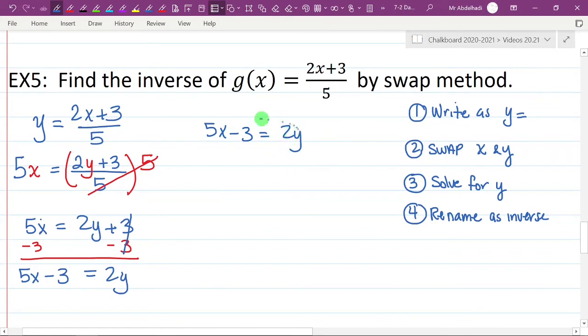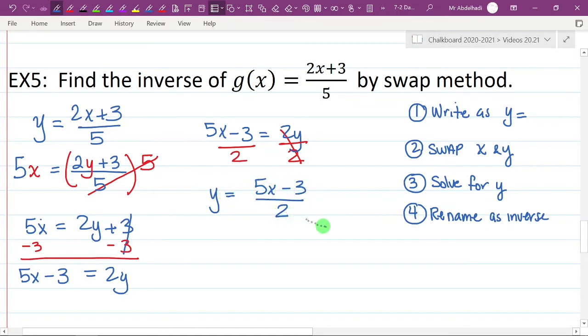Now this is 2 times y, so we'll divide by 2. And finally, we got the y by itself. Now what I'm going to do is flip this around so that the y is on the left side, because when you solve for something, that thing should be on the left, not on the right. So we're going to have y equals 5x minus 3 over 2.